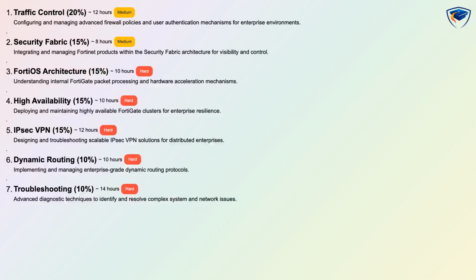Traffic control is 20%, security fabric 15%, FortiOS architecture 15%, high availability 15%, IPsec VPN 15%, dynamic routing 10%, and troubleshooting 10%. Assessment types vary from scenario-based to hands-on and conceptual tasks, and the targeted study time for each domain is included to help plan your learning.